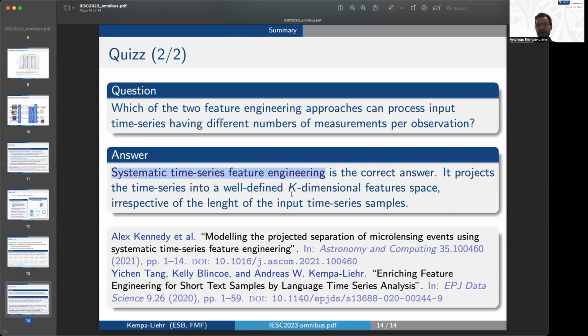And if you want to read more about this and applications where we had a different number of measurements per observation, have a look at these two articles, which make use of this feature of systematic time series feature engineering quite heavily. So thank you very much for your interest, and have fun using systematic time series feature engineering.